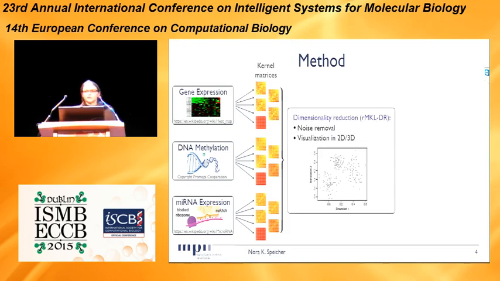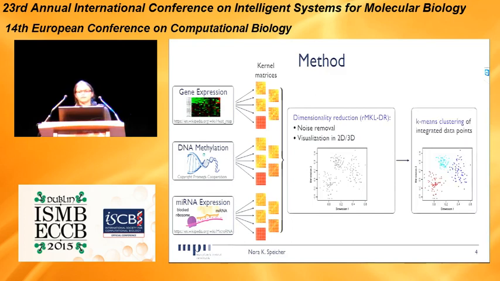Using these different kernel matrices, we do data integration using dimensionality reduction. And this serves to remove the noise that might be in the data. One can also use it to visualize the data in 2 or 3 dimensions, and do follow-up analysis like clustering of the data points, and each data point represents a cancer patient, such that we can come up with clusters of cancer patients, and then every cluster is a potential cancer subtype.